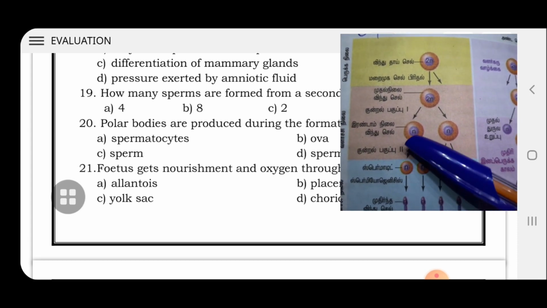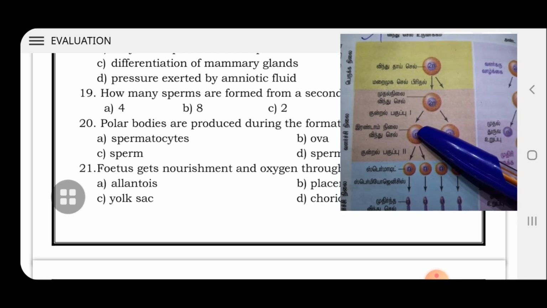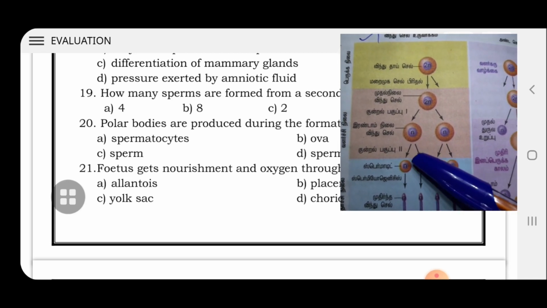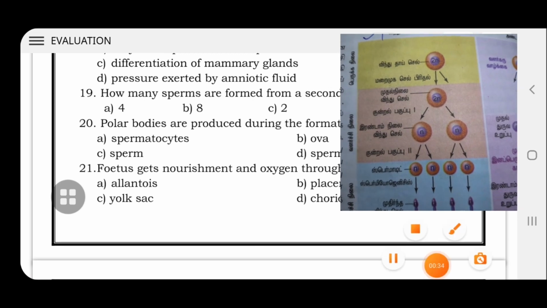Here the question is how many sperms are produced from a secondary spermatocyte. See this, a single secondary spermatocyte produces two spermatozoa. So here the answer is 2.